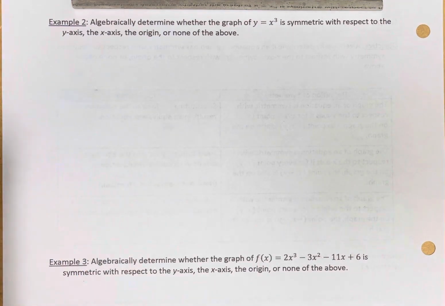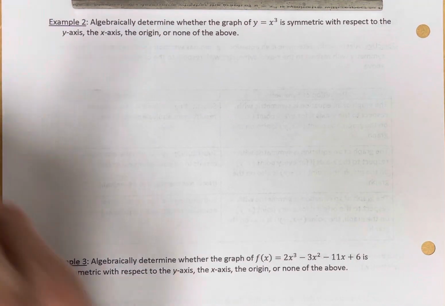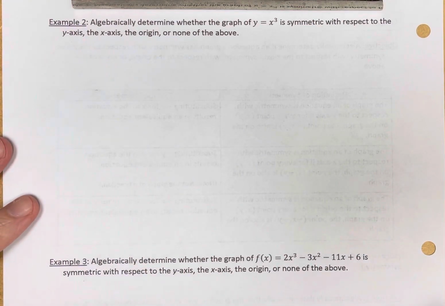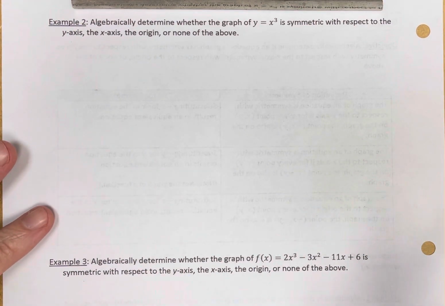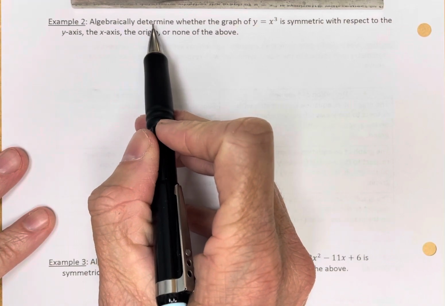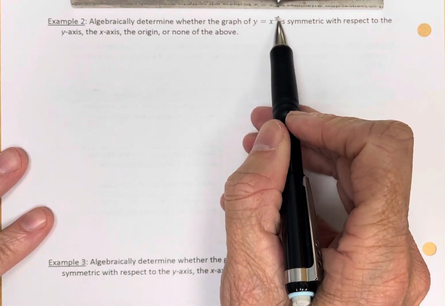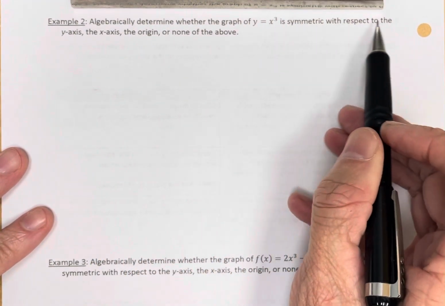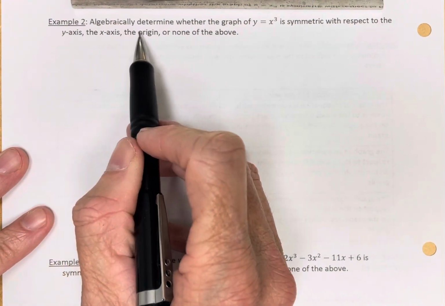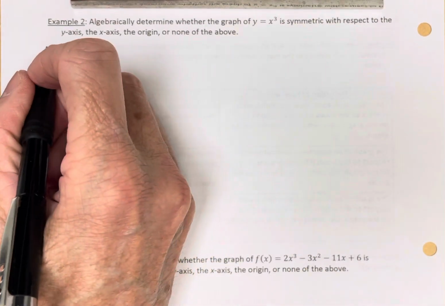Okay, let me get my notes together here. I use my notes so I don't make mistakes. I go through this and make notes, so I already have it down. Algebraically determine whether the graph of y equals x cubed is symmetric with respect to the y-axis, the x-axis, the origin, or none of the above.